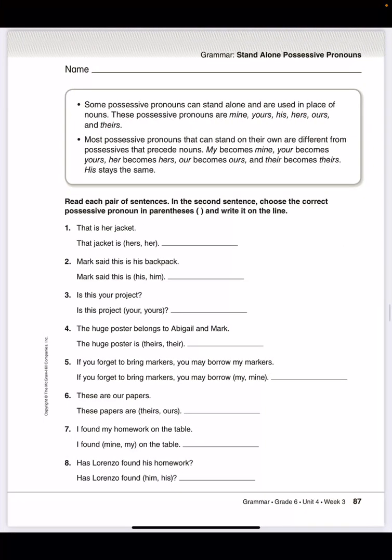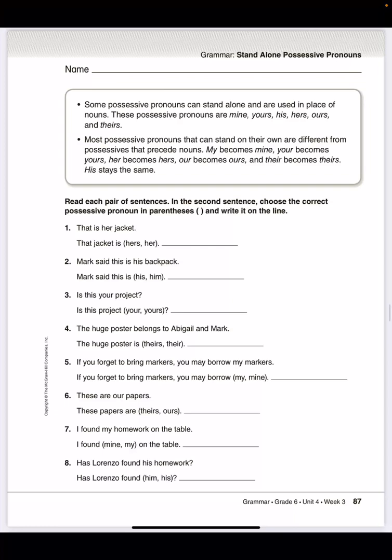On grammar, you have something called a standalone possessive pronoun. Now, we talked about possessive pronouns yesterday. Pronouns take the place of a noun. Possessive pronouns show possession, right? In this case, some possessive pronouns can stand alone and can be used in place of a noun.